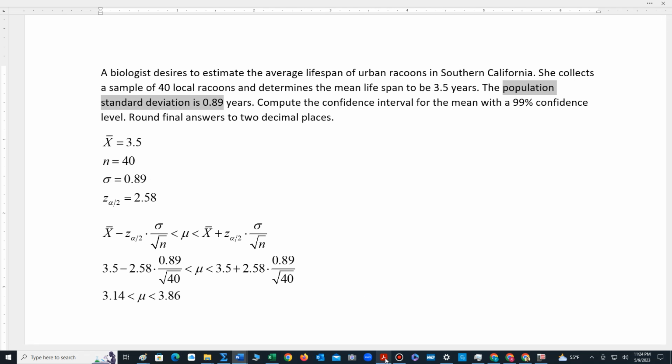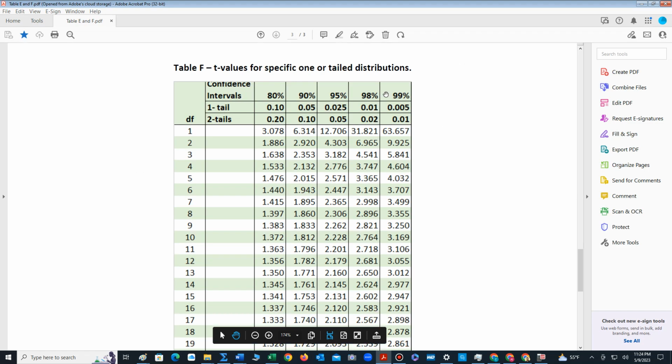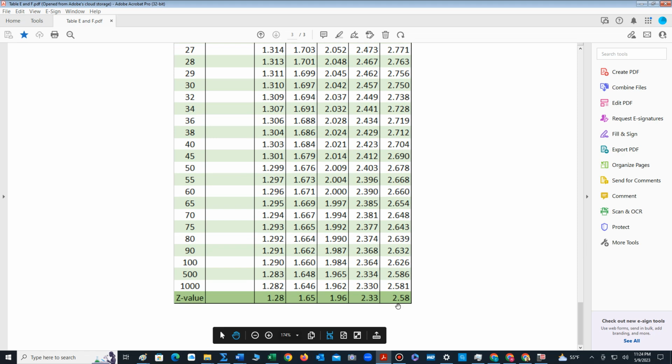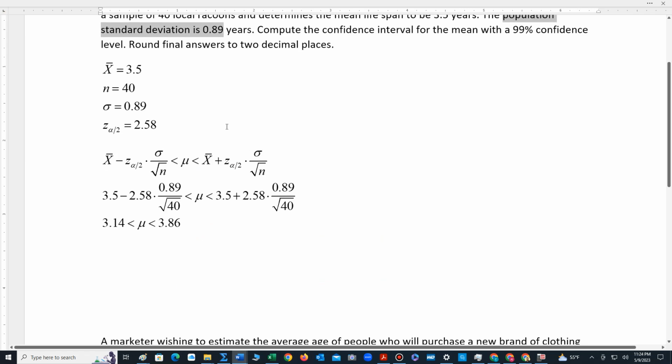So we can turn to table F to locate the z-value. At the very top of table F, we look for 99% and we bypass all the t-values to go to the very bottom of the table to determine the z-value to be 2.58. So that's how we determine the z-value. Our next step is we calculate the confidence interval, which estimates the population mean, using this formula with the z-values.